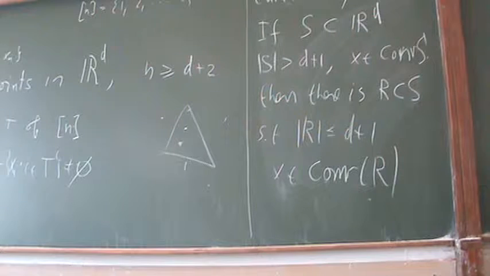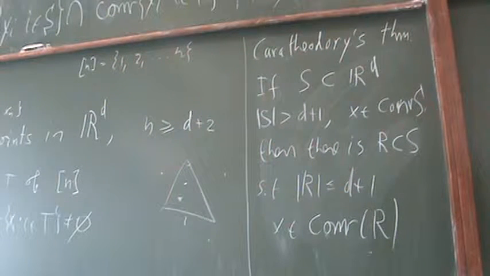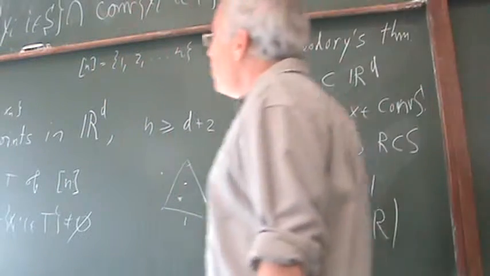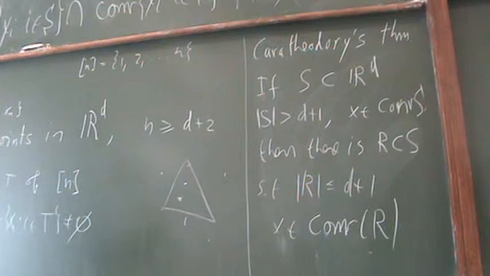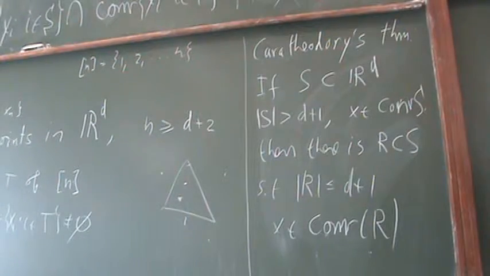Why was he interested in that? Carathéodory, I'm not sure much. He was an analyst. Now, in some sense, Carathéodory's theorem is dual to Helly's theorem. But how do you prove Carathéodory's theorem? So the proof is very easy. Let me tell you the proof, just in one line.